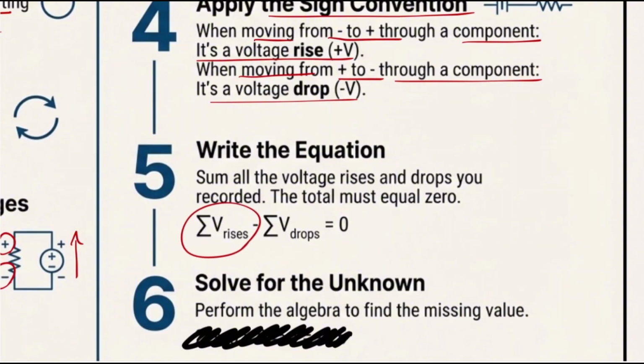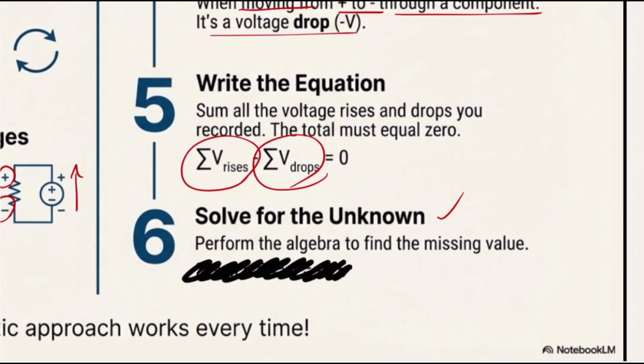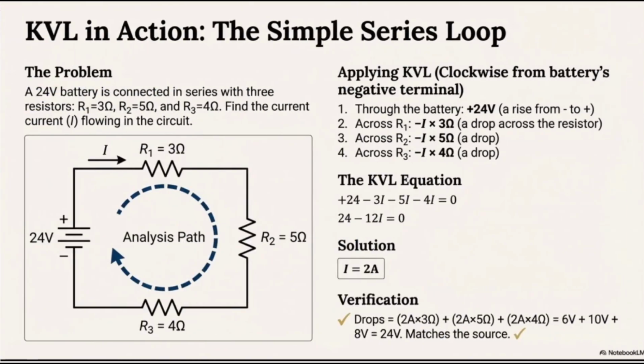The sigma of all of the rises subtracted by sigma of all of the drops is going to be 0. And finally, we can solve it for the unknowns. So let's see an example, a very basic example. At this point, I'm looking for the current that flows inside this circuit.